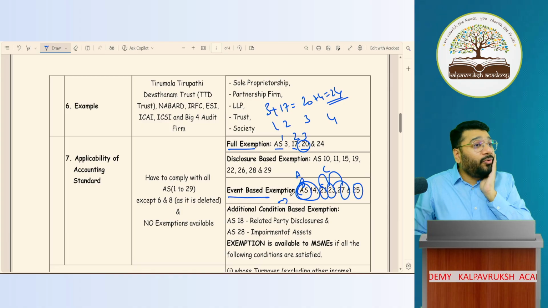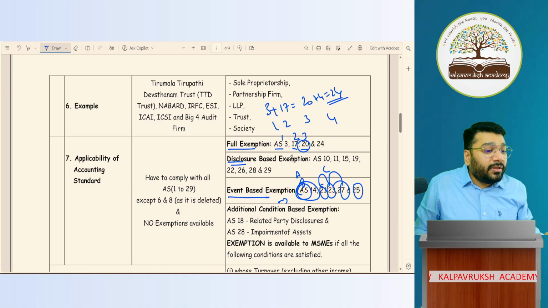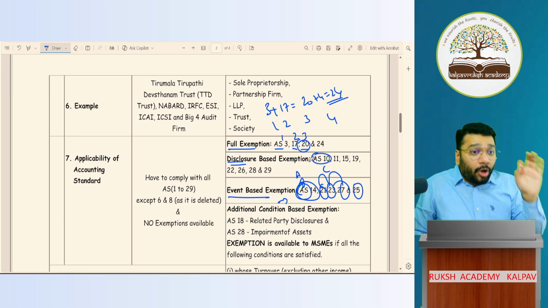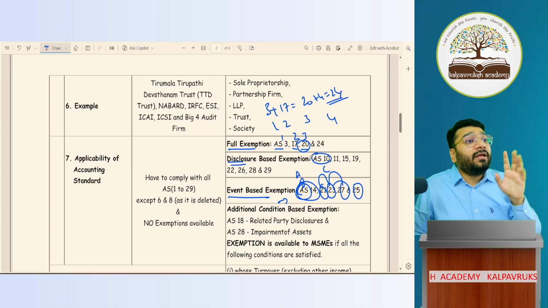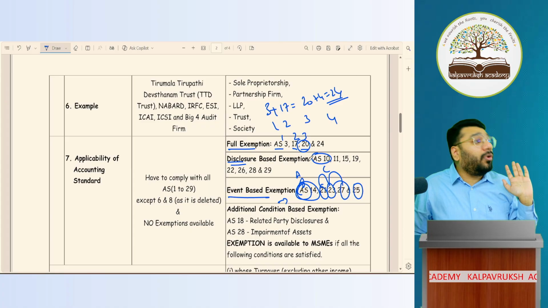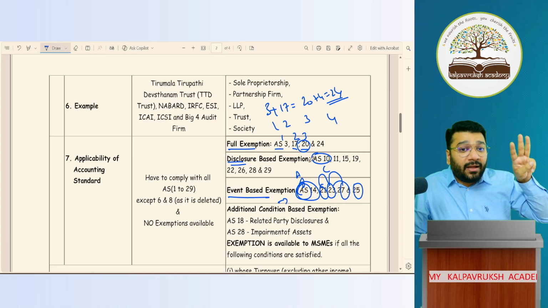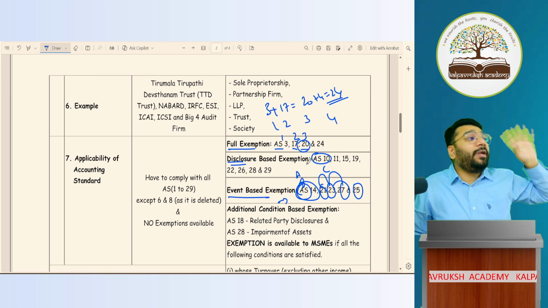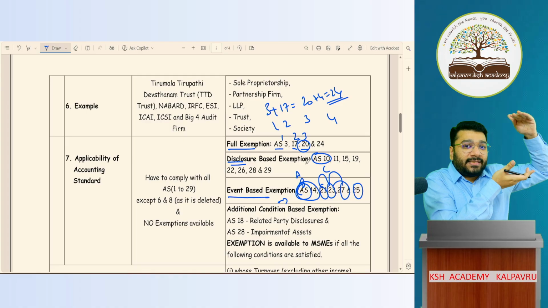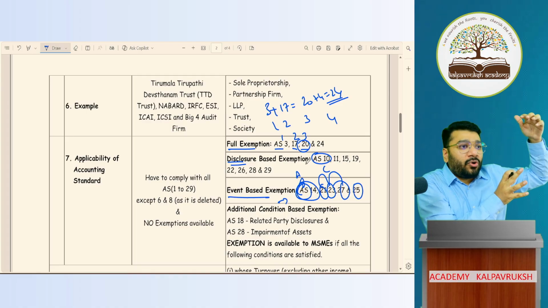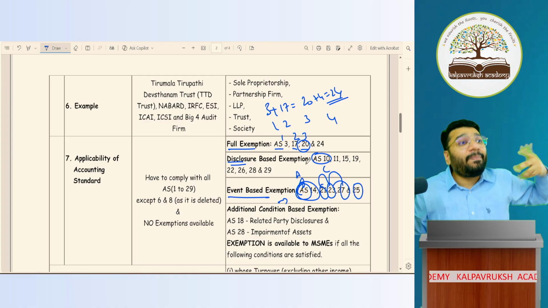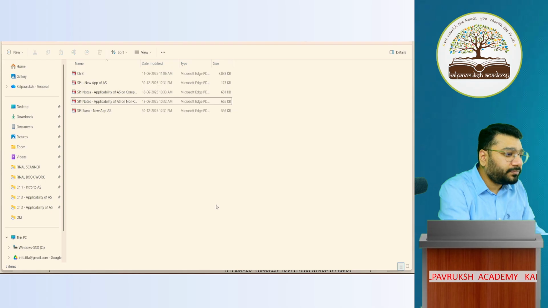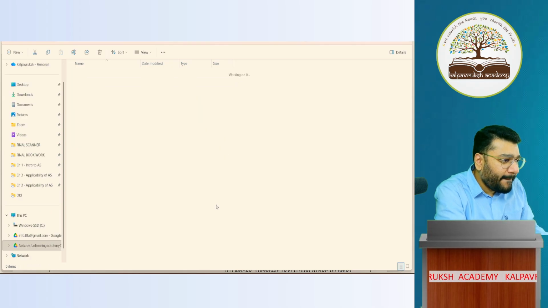The real pain is where, in AS 10, for disclosure-based exemption, they specifically mention which para of the disclosure you do not follow. So let's say there are 3 paras of disclosure, then they will tell that all the 3 paras of disclosure need not be followed, or 2 paras of disclosure you need not follow. In the original AS there are 20 points, and the 20 points are called 20 paras. I'll show one original AS to you. Just have a look at that.